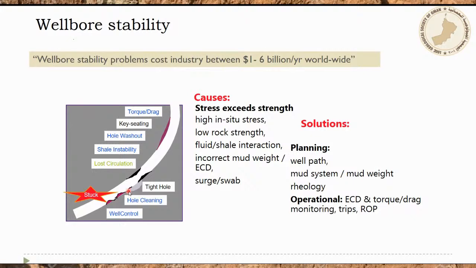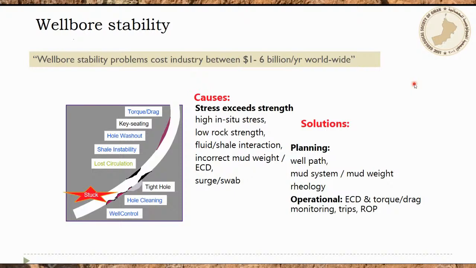I think this is the most important thing that all companies, either small or big, are doing maybe every day: drilling, or wellbore stability. I was talking to one publication, and they said that wellbore stability problems cost the industry between 1 to 6 billion every year worldwide. Imagine how much we are putting in terms of cost into wellbore stability.